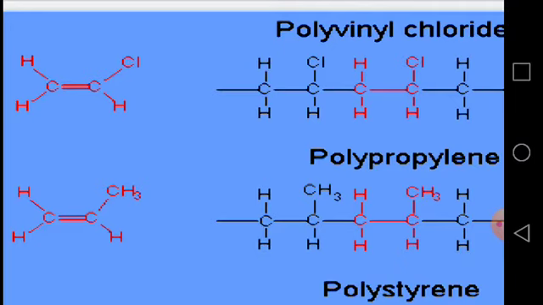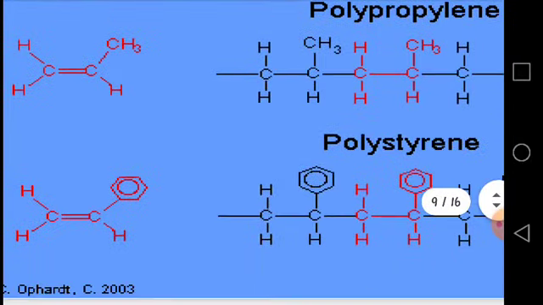When this double bond dissociates and it combines with other propylene monomers, they make a long chain. You can see this in the diagram. Another example of addition polymerization is polystyrene. The styrene unit also has a double bond, and with the help of this double bond, the styrene group combines with other styrene and forms polystyrene, a polymer.